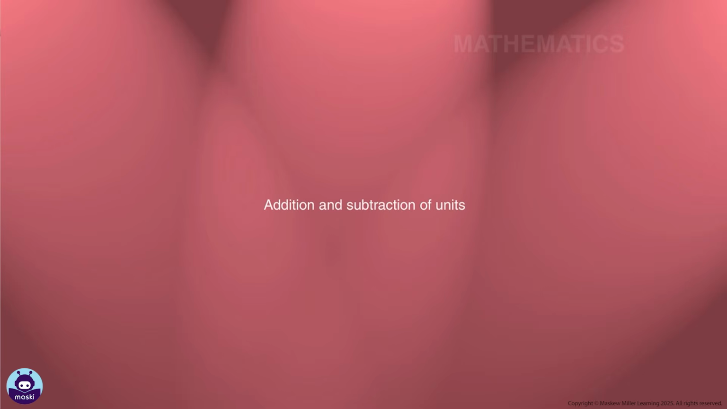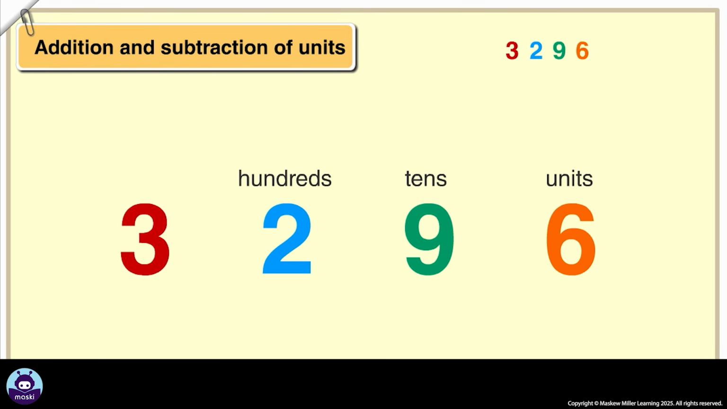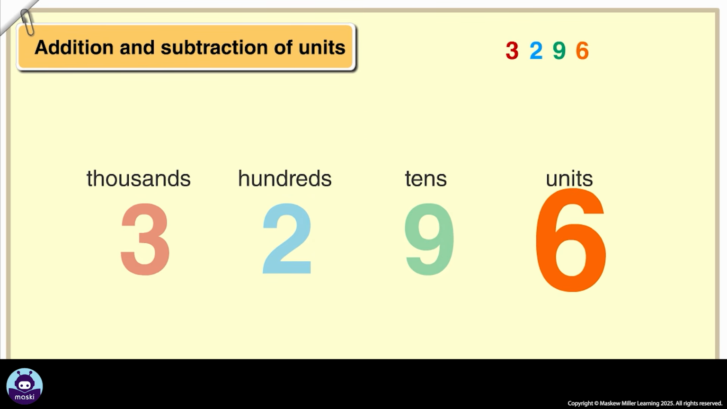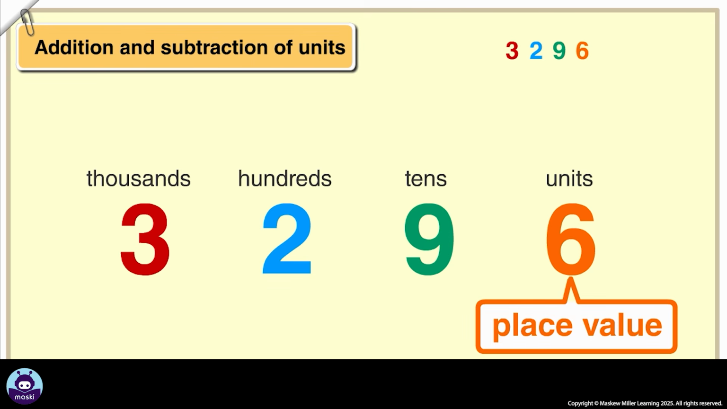Addition and subtraction of units. A number has one or more digits with place values for units, tens, hundreds, and so on. A unit is the first digit on the right-hand side of a number as shown here. Units have a value of 0 to 9. This is called place value.